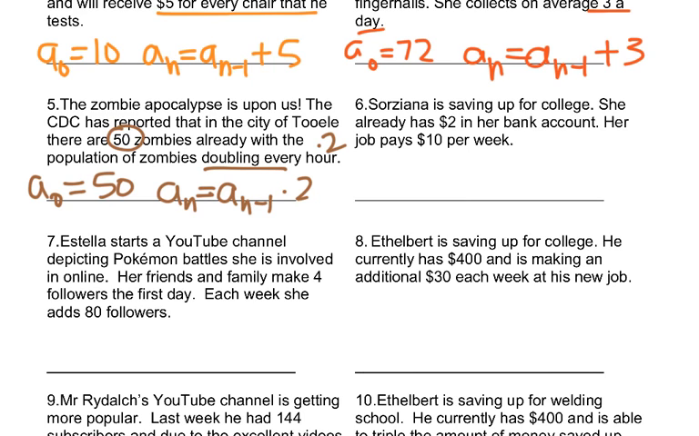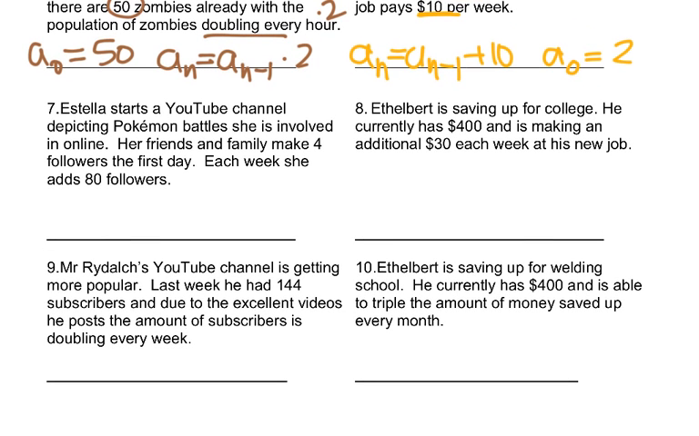Okay, number 6. So Gianna is saving up for college. She already has $2 in her bank account. Her job pays $10 per week. So we're starting with $2. It's growing $10 per week. So I can go a sub n equals a sub n minus 1 plus 10, because we're not multiplying by 10. We're just adding 10 more each week. And where did she start out? She started out with $2 in the bank. Okay? So again, it's all coming down to finding that start number and how it is growing.